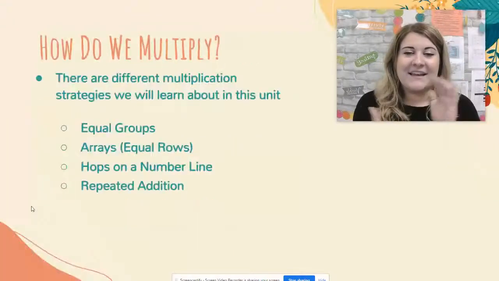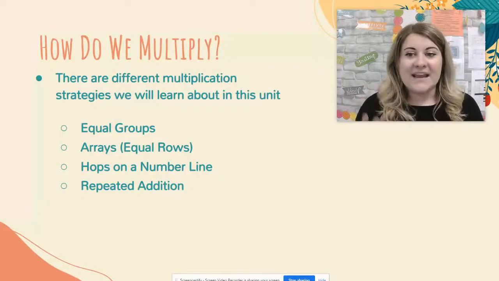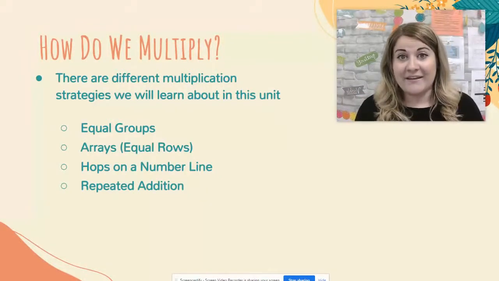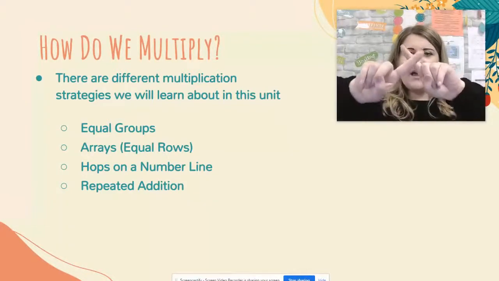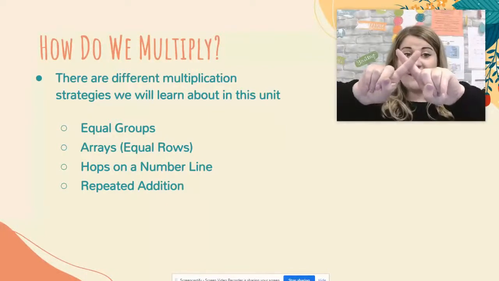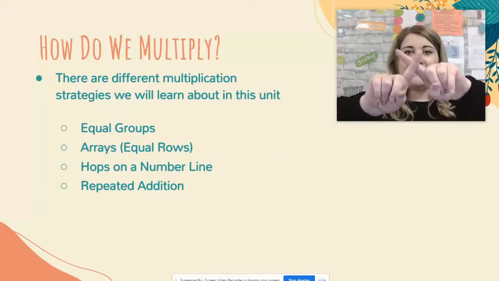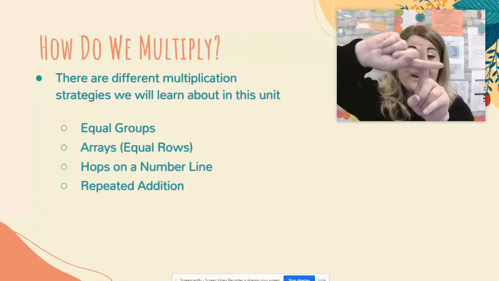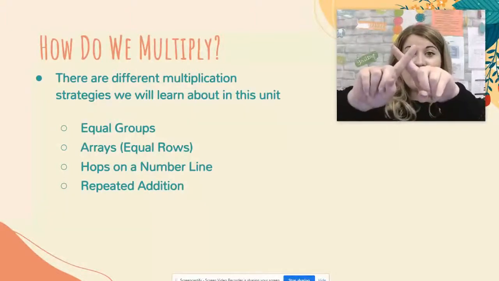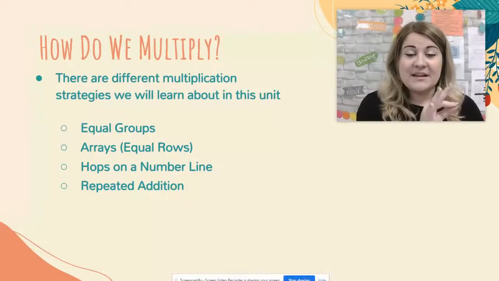Let's get into why we multiply. We multiply because it is a quicker way to add. So multiplication is just really a fancy version of adding. If you noticed, a times sign looks like an X, and that's a multiplication sign. But if you turn it, it looks like a plus sign. That's because multiplication is just adding a little bit differently. It's adding the same number multiple times repeatedly.